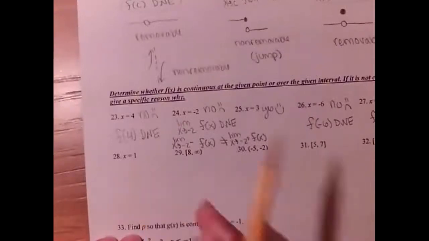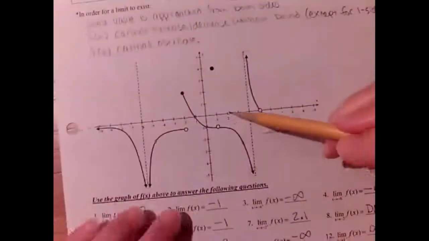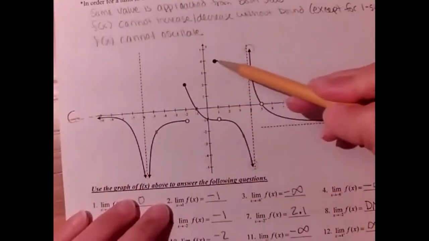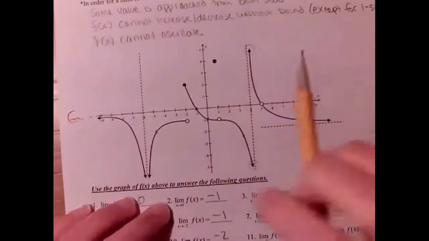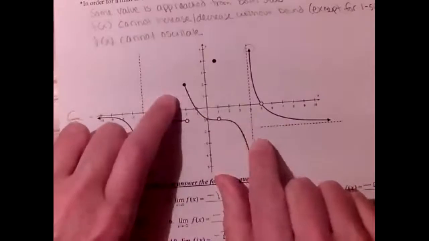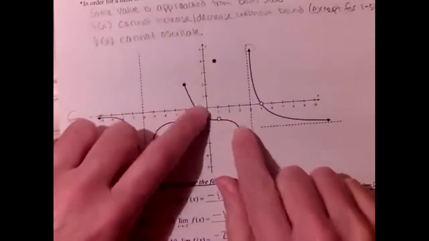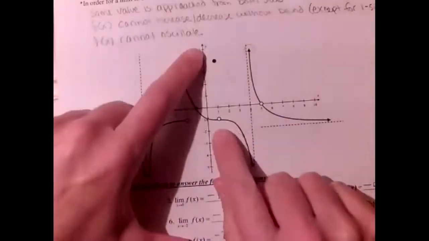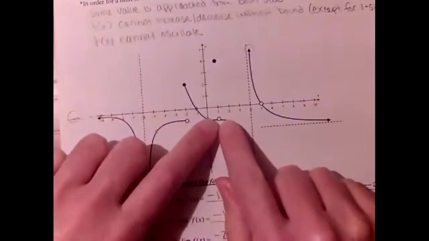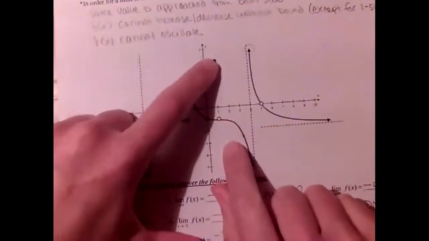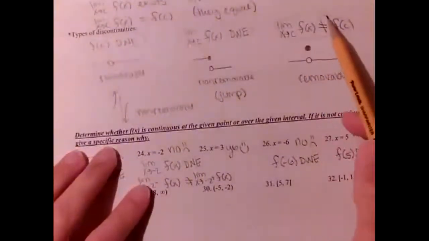All right, let's look at 1. Here is 1. We have a point up here. We have a limit. Both sides are approaching the same thing, but they don't equal each other. The limit is down here at -1, and the point is up there at 4. So this is that third rule.